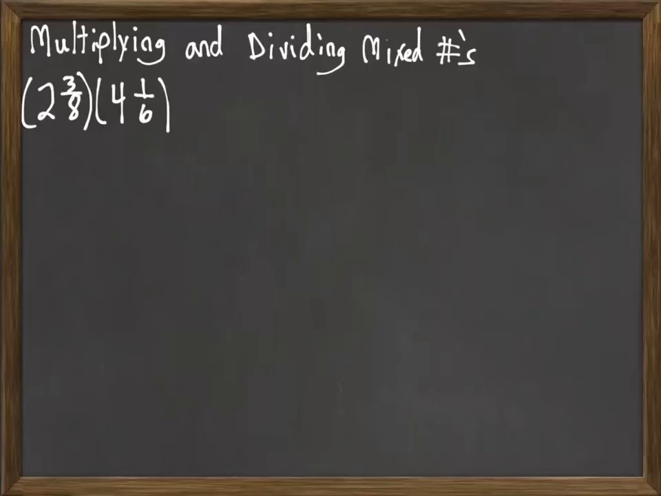In this video, we're going to talk about multiplying and dividing mixed numbers. So we begin with a multiplication problem here, 2 3/8 times 4 1/6. A real common mistake that students will make is they'll try to just multiply the whole numbers, and they'll just try to multiply the fractions. And unfortunately, that's not going to give you a right answer.